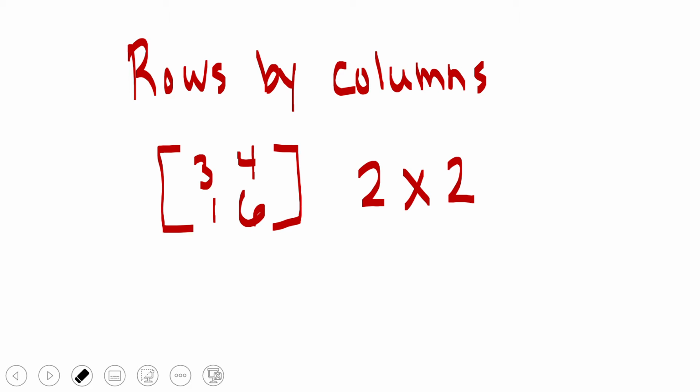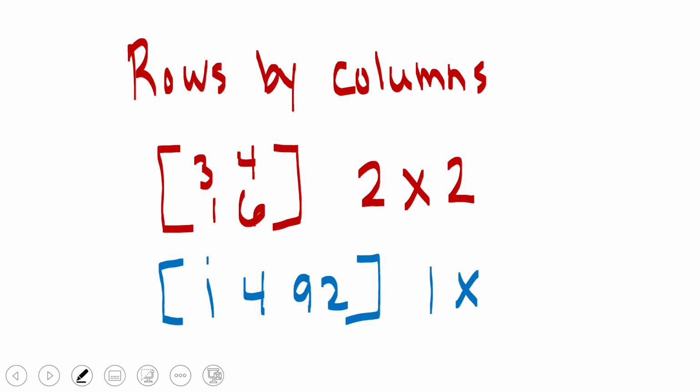Let's try another one. In this matrix, there's 1 row by 1, 2, 3, 4 columns. It has the dimensions of 1 by 4.